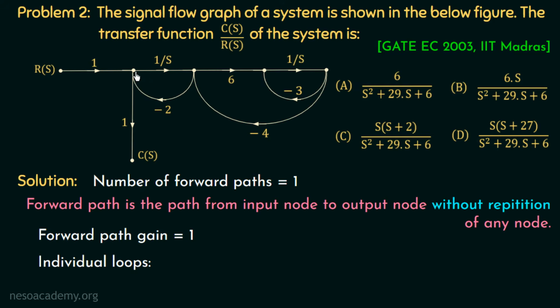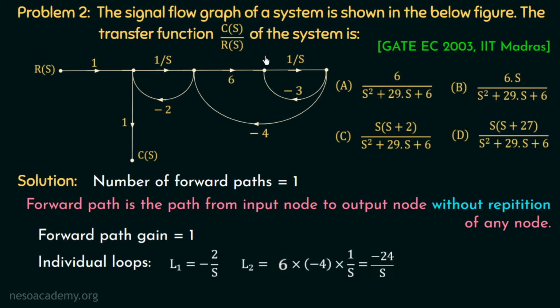And the gain of this loop will be the product of these two branches. It will be minus 2 multiplied with 1 over s. So the first loop is L1 with a gain minus 2 over s. Now moving on, if we start from this node and follow this branch to move up to this node, and if we take this branch to move back to this node, then this will form a loop. And the gain of this loop will be the product of these three branches. It will be equal to 6 multiplied with 1 over s multiplied with minus 4. So our second loop is L2 having gain minus 24 over s.